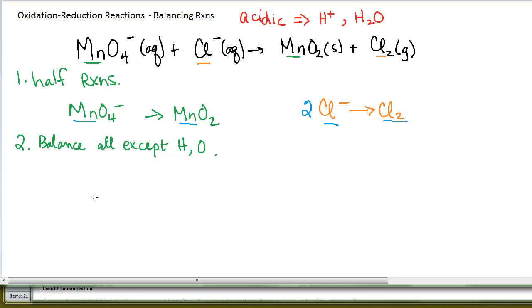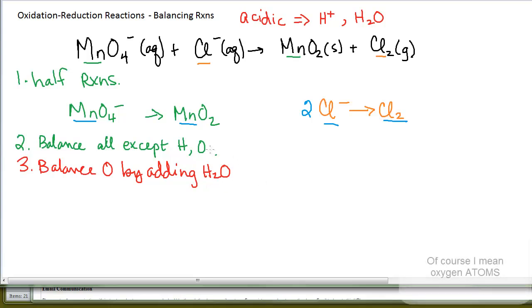For the next step, we're going to balance the oxygens, and we do this by adding water. Now again, water is present. These are aqueous solutions, and so water contains oxygen that may be participating. Now I don't have any oxygens in my right half reaction, but I do have oxygens in my left half reaction, so I'm going to need to add water. Notice that I have 4 oxygens on the left, 2 on the right, so it's going to take 2 H2Os to give me the 2 oxygens that I need on the right to balance the 4 oxygens on the left. So that's my next step.